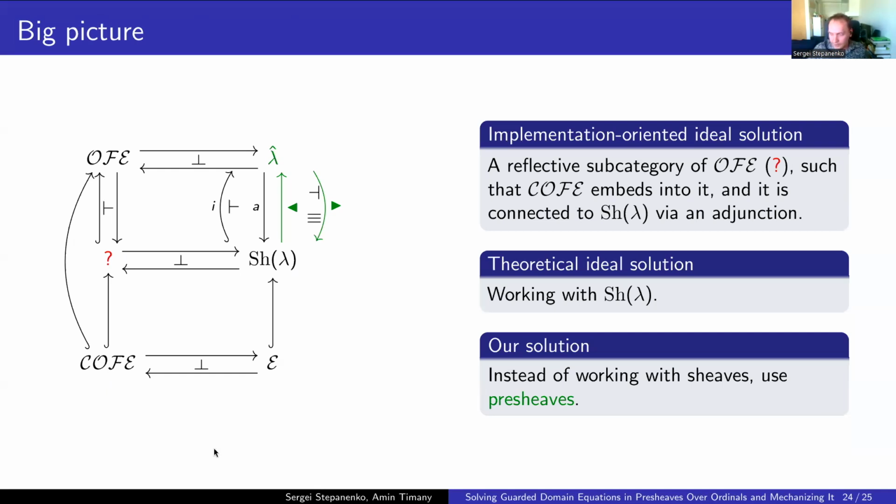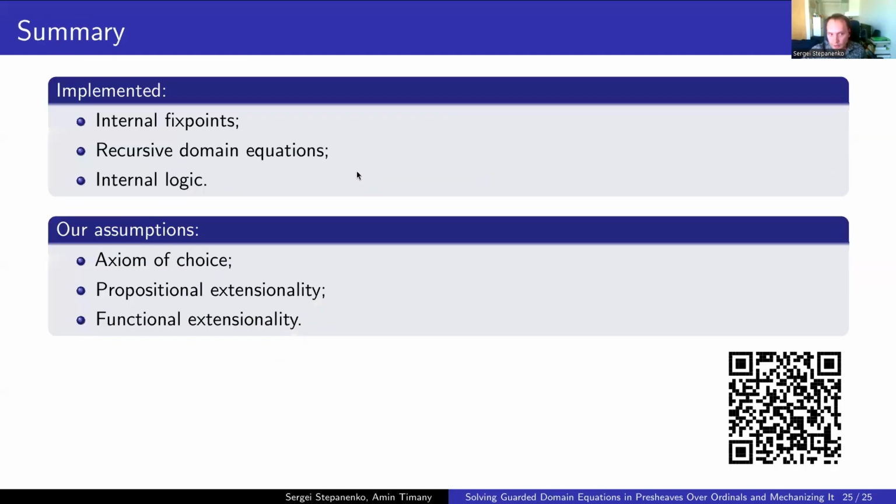And the rather distant view on this work is that the left side of this diagram is something that works really nicely in a proof assistant, mostly because ofes and cofes are sets with certain properties, and we can reuse a lot of the host proof assistant machinery to reason about it. And the right side is a bit theoretically better, but working with sheaves is complicated in a proof assistant. So we try to push the complexity by working with presheaves. And we implemented eternal fixed point, the recursive domain equation solver, and eternal logic. And we assumed the axiom of choice, propositional extensionality and functional extensionality.